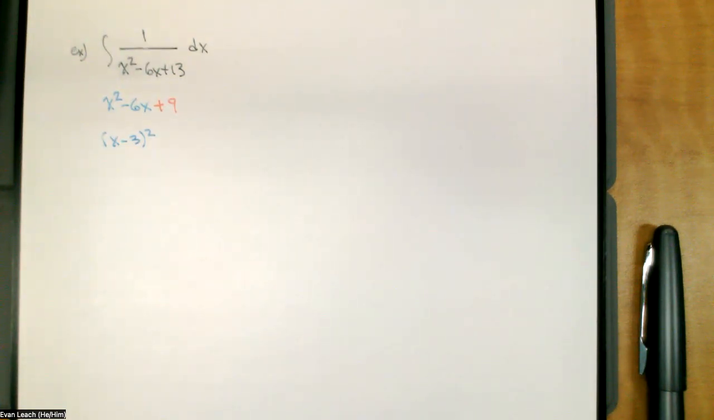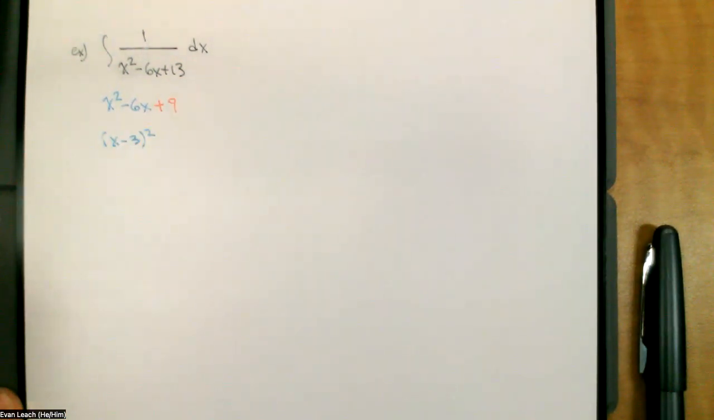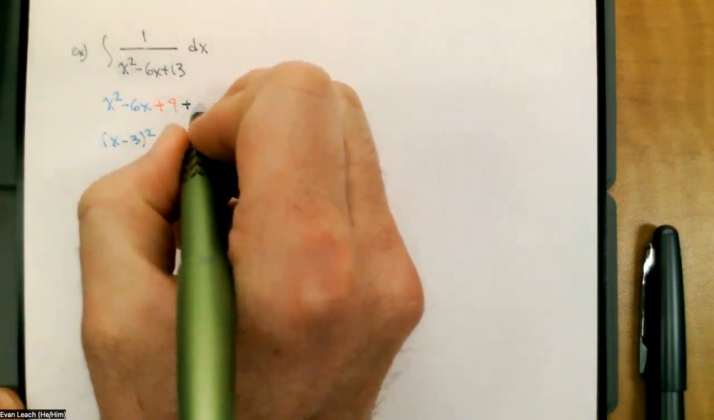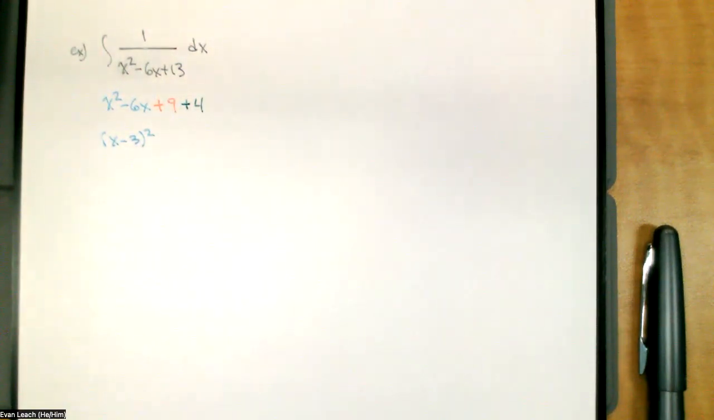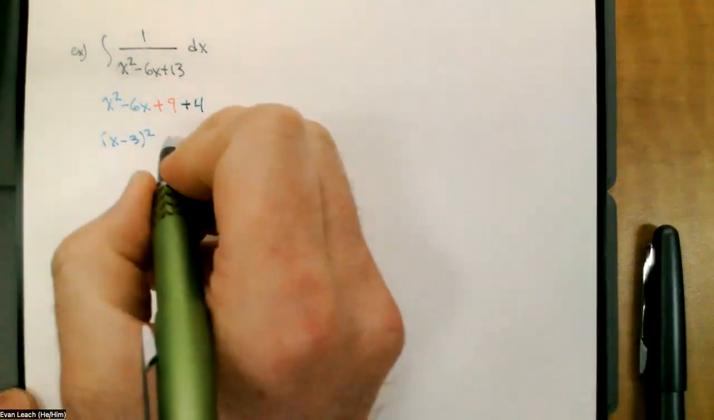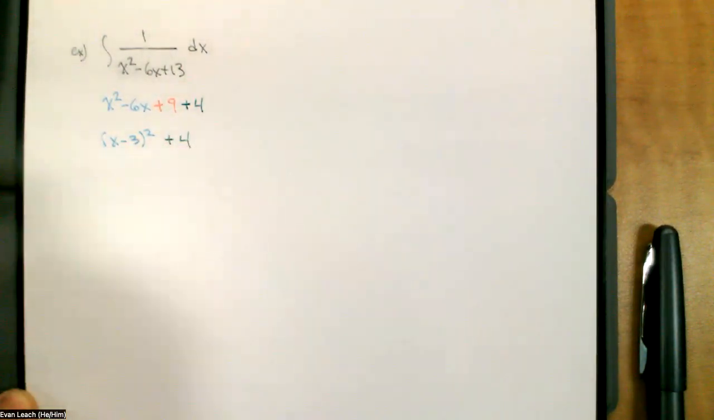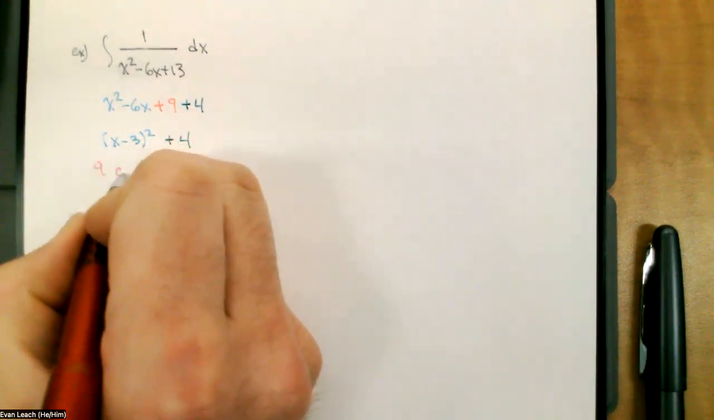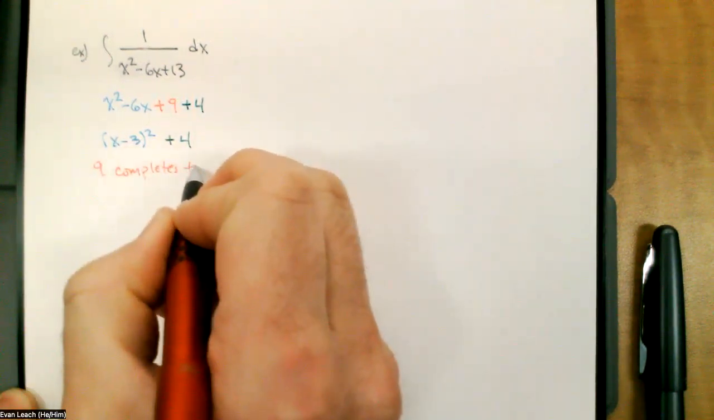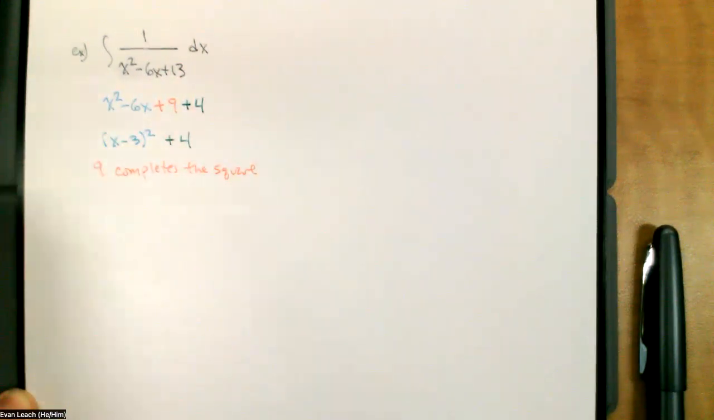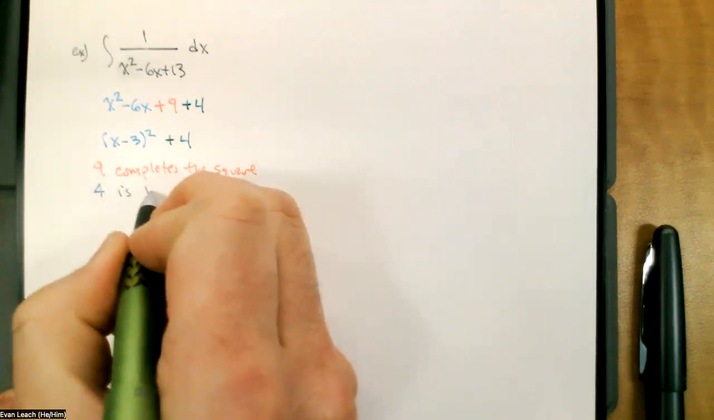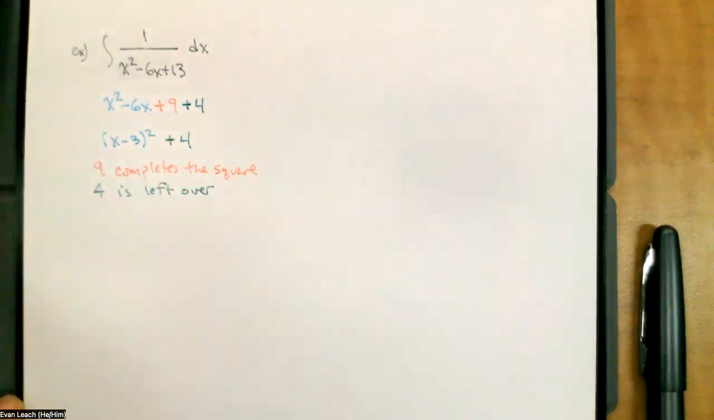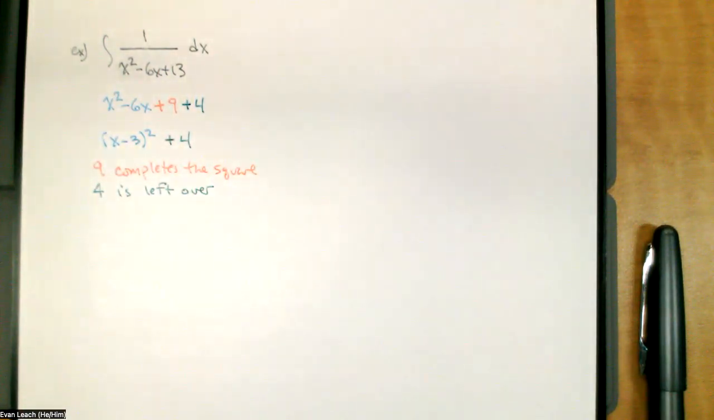So where we're going to get this plus 9 is from the 13. I'm going to split the 13 up into a plus 9 and whatever's left over. So we're just breaking up the 13, and whatever's left over is a plus 4. We're just rewriting 13 as 9 and 4. The 9 completes the square, the 4 is left over. We break the 13 up into a 9 and a 4. 9 to complete the square, 4 is what's left over.